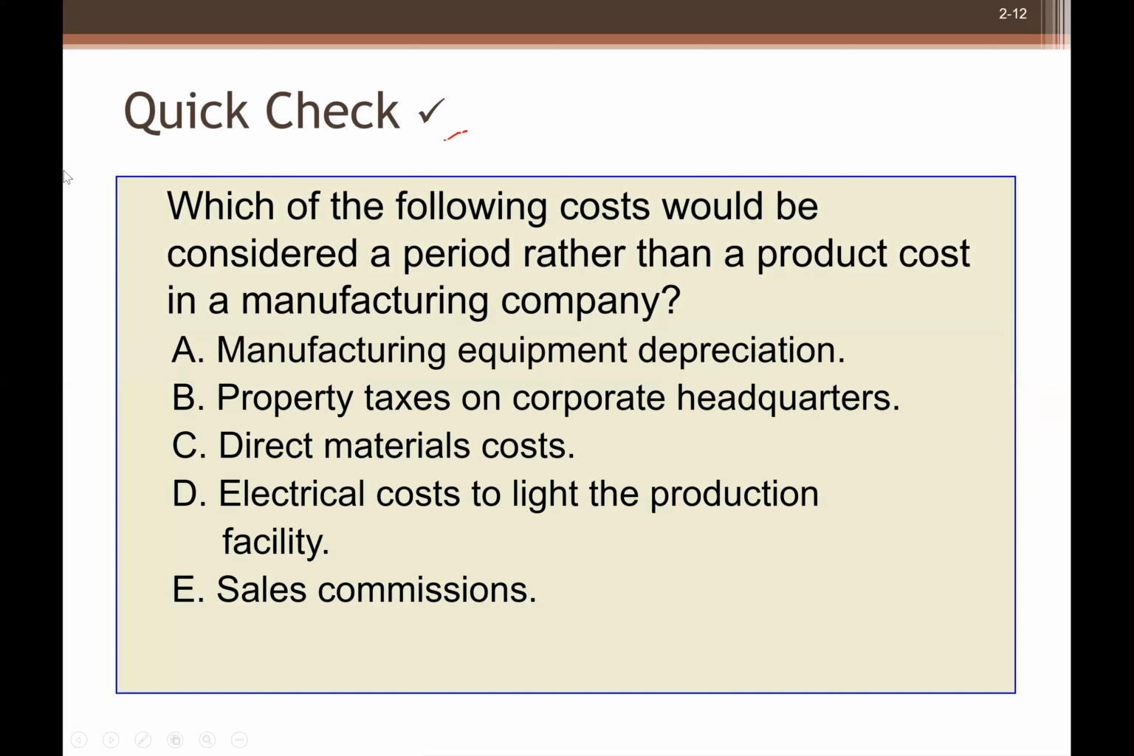Is there only one? E. So we want to find out which cost? Selling cost. Period cost. So you say E. Okay. Any other? What about B? I say B. Any other?